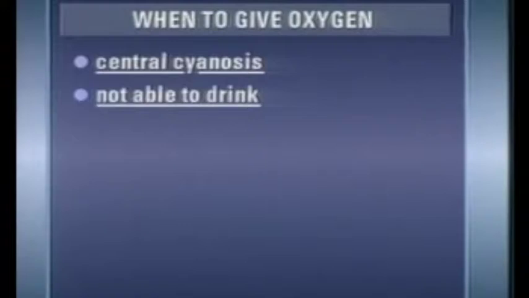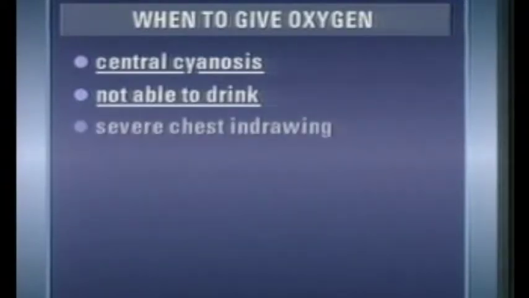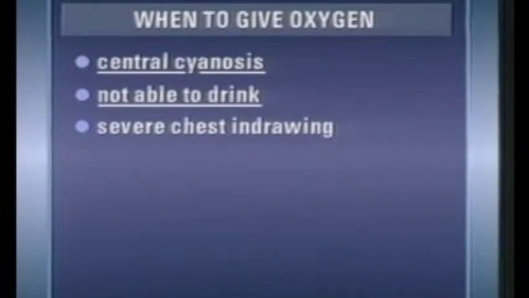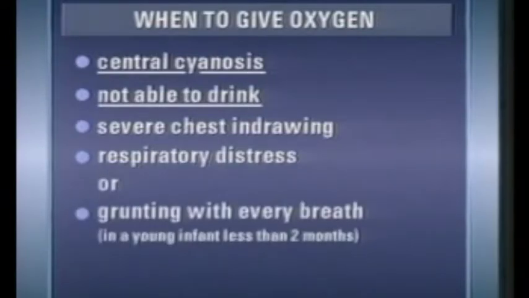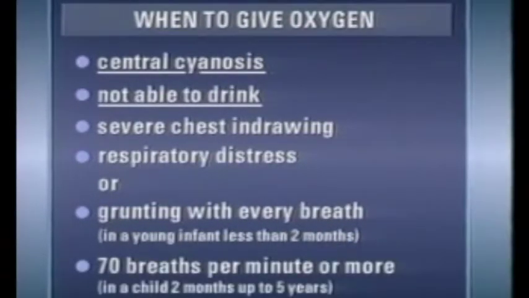If there is an ample supply of oxygen, you should also give oxygen to children with any of these clinical signs: severe chest indrawing, respiratory distress, or grunting with every breath if the young infant is less than 2 months old, or more than 70 breaths a minute in a child aged 2 months up to 5 years. It's important that when oxygen is given to children with pneumonia, it is given continuously and not intermittently or for short periods.